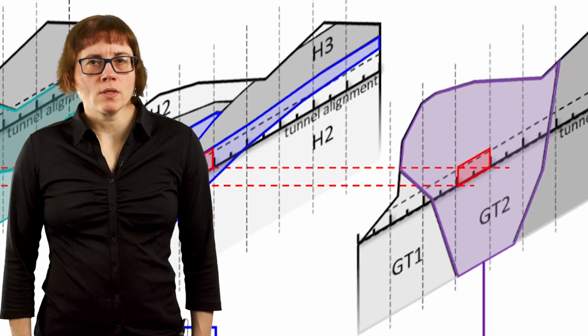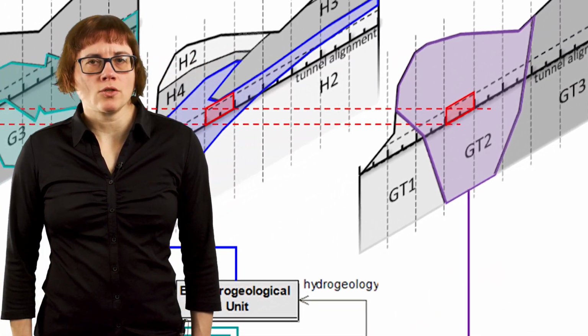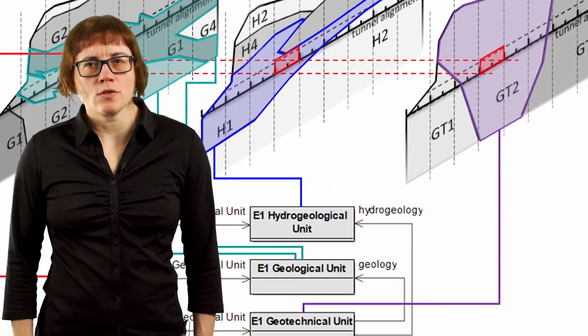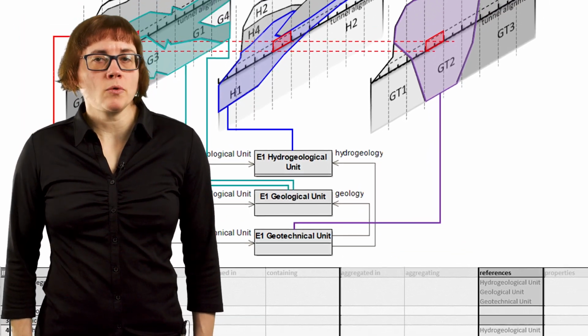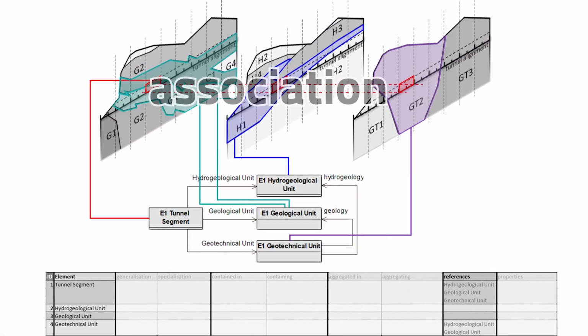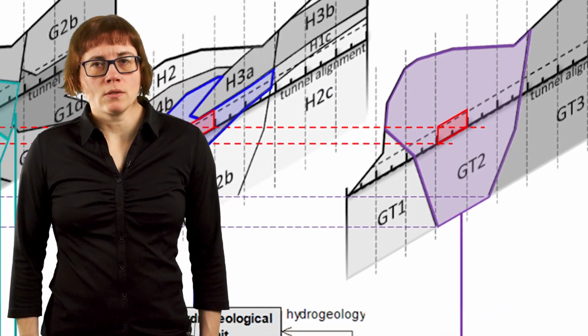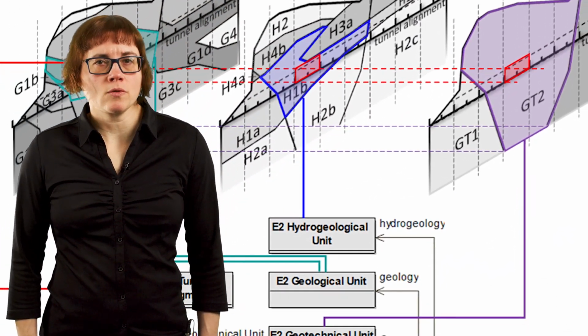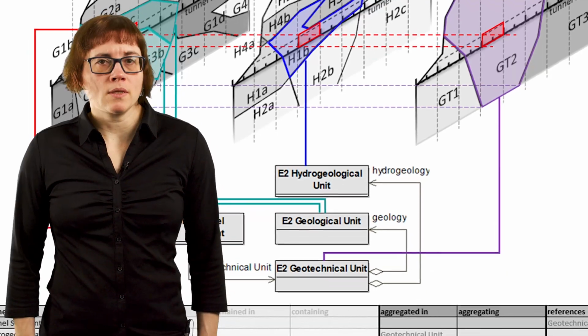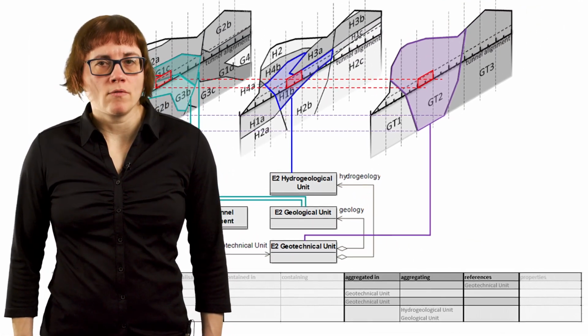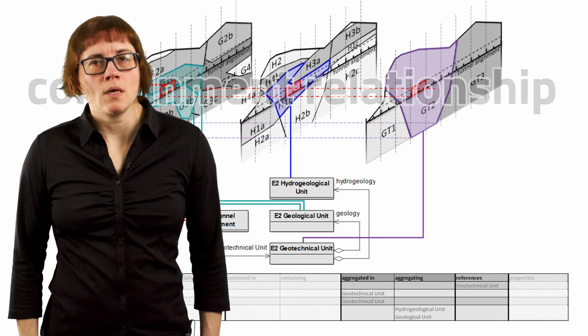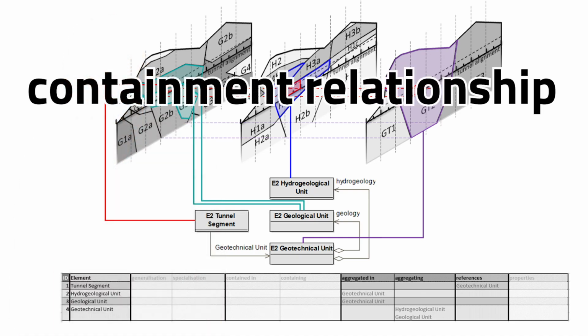This image shows an example where the tunnel section and various categorizations of the subsoil, for example in geological units, simply refer to each other via association. In this image, the tunnel section only refers to the geotechnical unit, but this contains the geological and hydrogeological unit via a containment relationship. This produces a much more restrictive model.